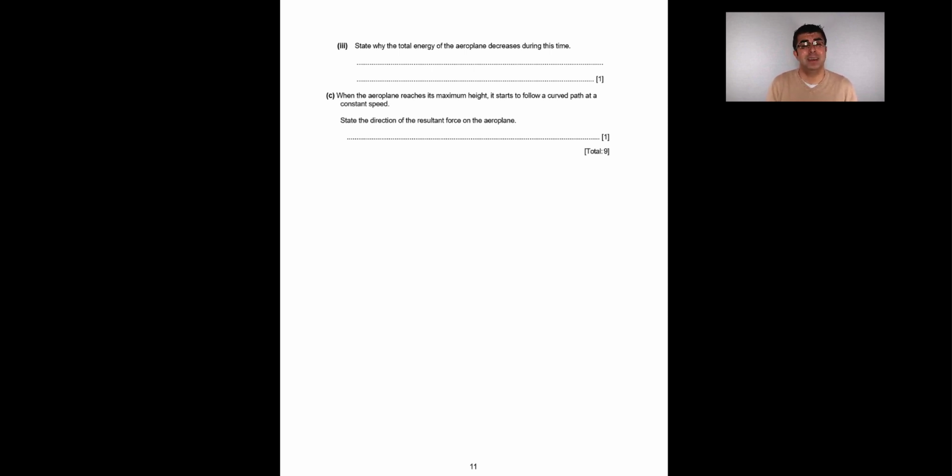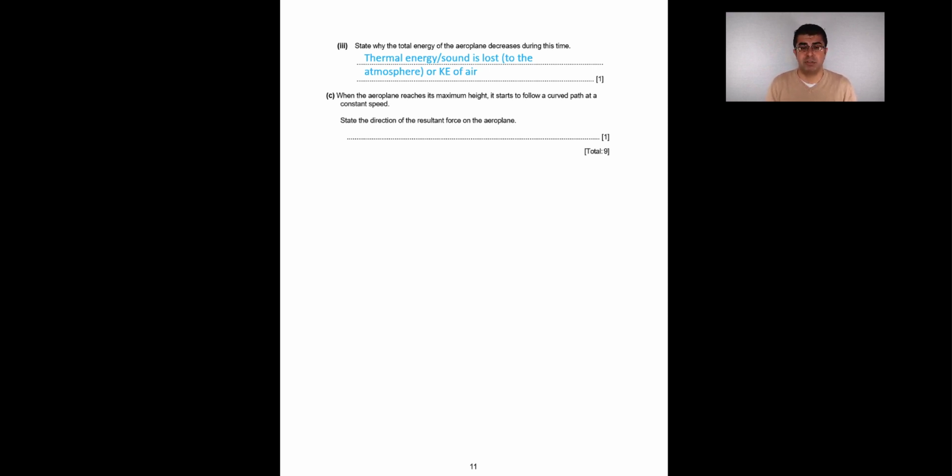Well, basically, because the plane will be working against air resistance. Okay, so there's going to be energy transferred to the surroundings as thermal or heat or sound. Either of those would be acceptable. Kinetic energy of the air, in other words, the plane is causing the air to move.